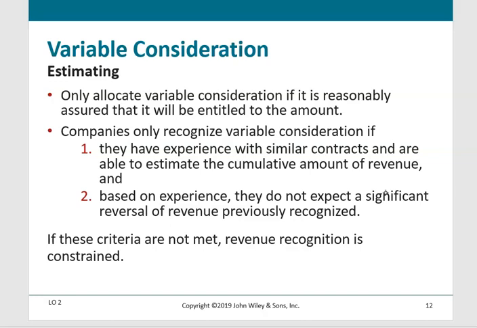If these criteria are not met, then revenue recognition is constrained, meaning we would hold off until we know the certainty or we know the reversal of revenue. We err on the side of caution. We don't want to recognize revenue too soon.